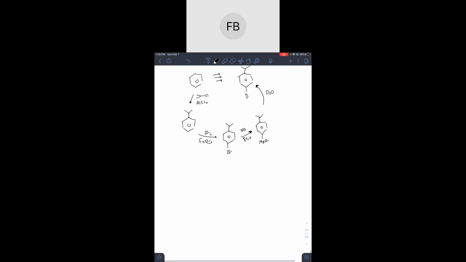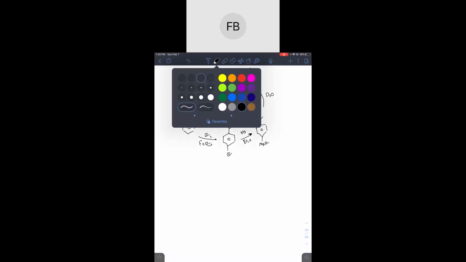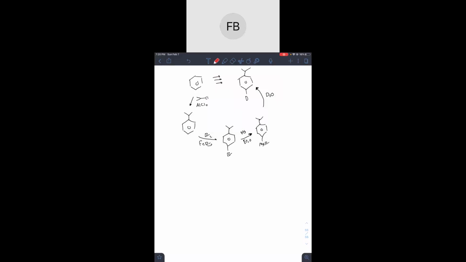So let me just explain a little bit more about what I'm talking about. In red, I'm going to do some examples that we shouldn't do below. So what I'm saying is we shouldn't do first bromination, then do alkylation, because this is less activating. So this is going to be less yield because it's less activating.